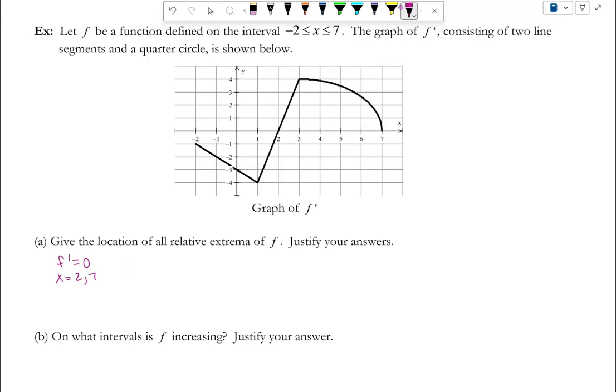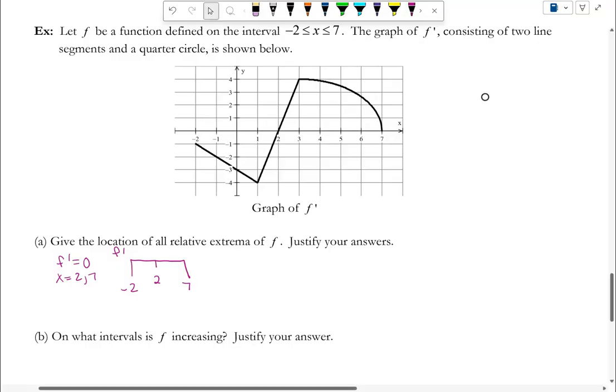So again, on a number line, I might do my closed interval from -2 to 7 and just throw my 2 on there. And if I think about f prime, well, f prime is negative from -2 to 2. So again, I'm looking at the sign of the derivative, which on the graph, I'm just looking to see where my function is negative. So f prime is negative on that interval.